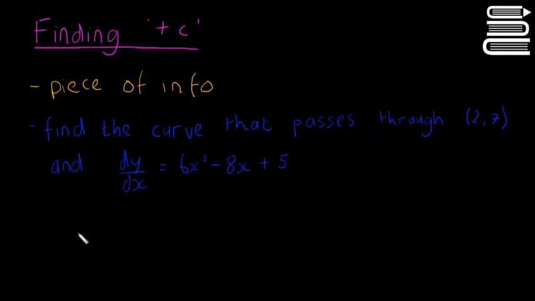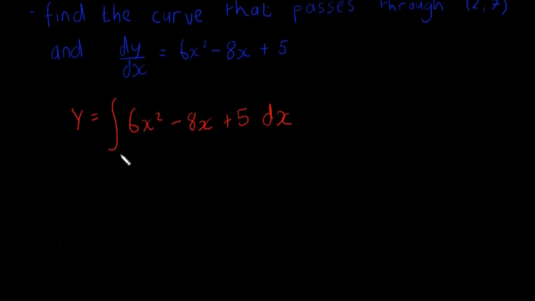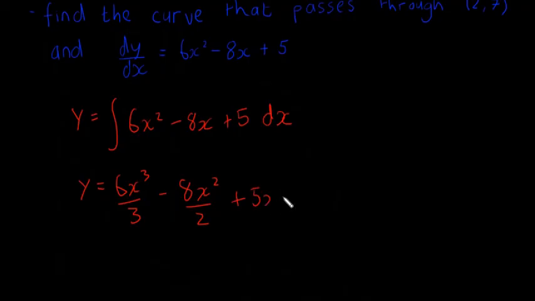So I'll just get rid of that and we'll start. I'm going to say y is equal to the integral of 6x squared minus 8x plus 5 dx. Okay, so that's going to find us our y, and then we'll look at finding c later. I'm going to scroll down a little bit. Just go at this like normal integration. That's going to be 6x cubed over 3 minus 8x squared over 2 plus 5x and then plus c as always, our constant of integration.